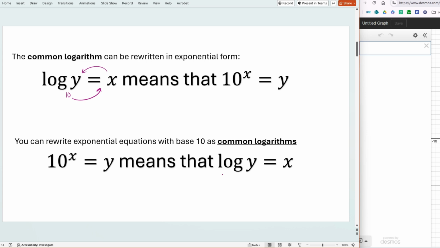You can also go the other direction. If you see something that has an exponential equation with a base of 10, that means you can rewrite it using the common log, right? So 10 to the x equals y means that the log of y is equal to x.